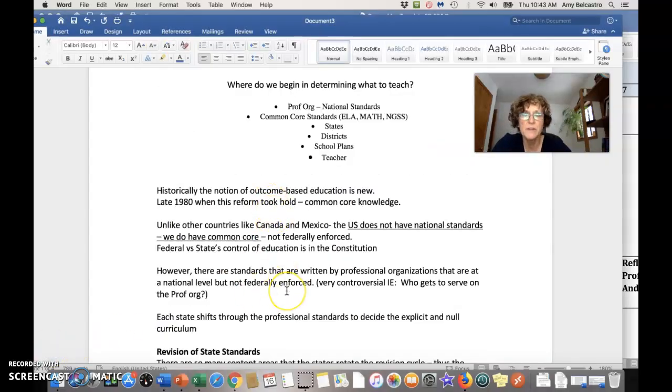So a couple notes for you to take a look at, just to highlight some of the comments that I made, and also to reiterate the fact that each state sifts through those professional standards to decide on both the explicit and the null curriculum.